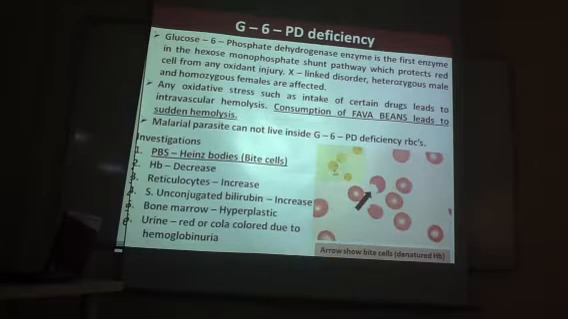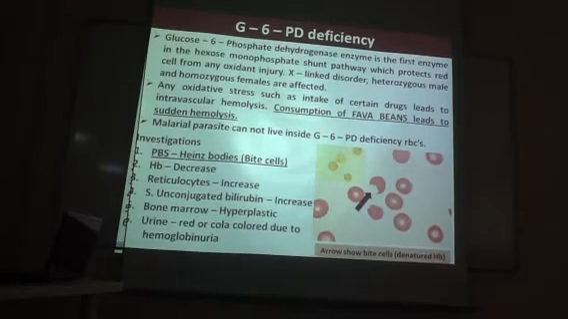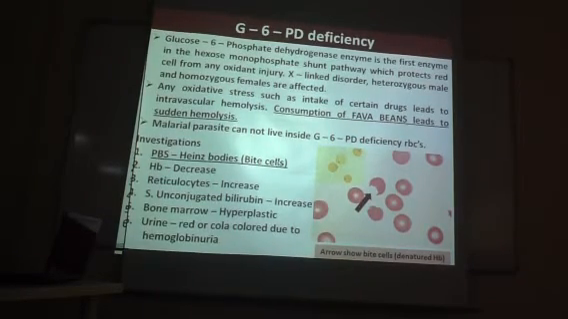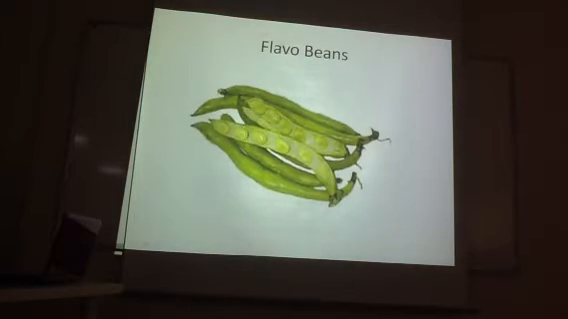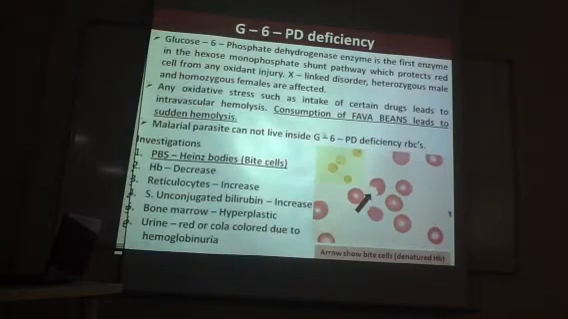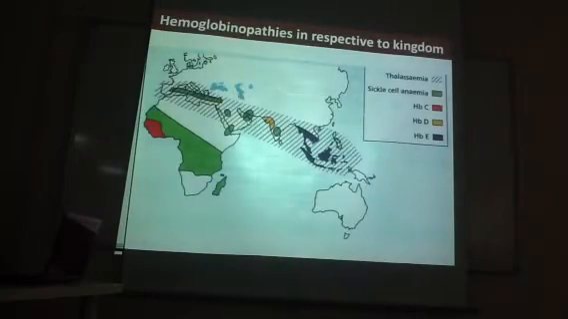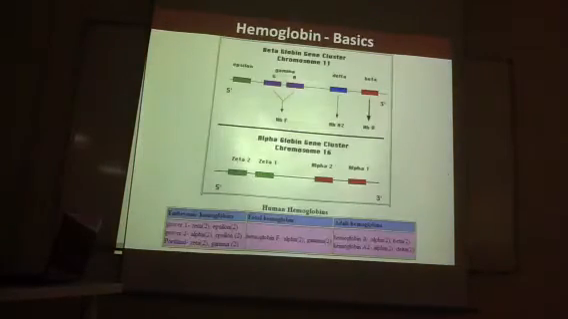So we use a special stain to find those denatured hemoglobin. That is called Heinz bodies. Heinz bodies and bite cells, if you see them, are a clue to G6PD deficiency. Understand? Very, very important. If these patients take fava beans, that will aggravate the symptoms, and consumption leads to sudden hemolysis.